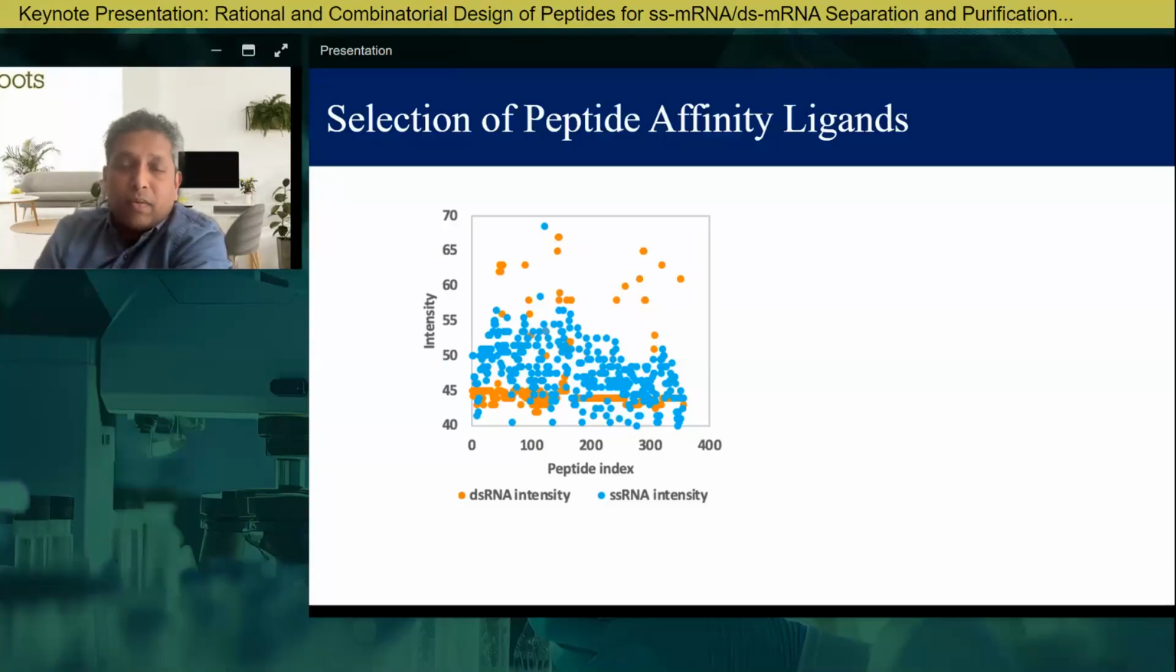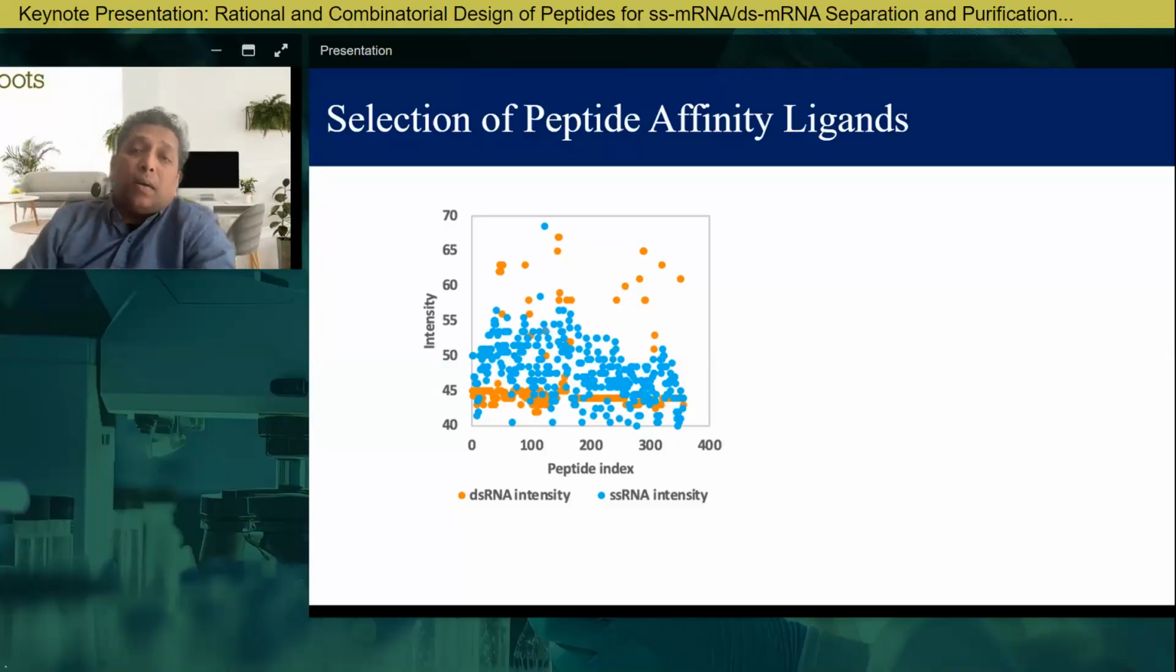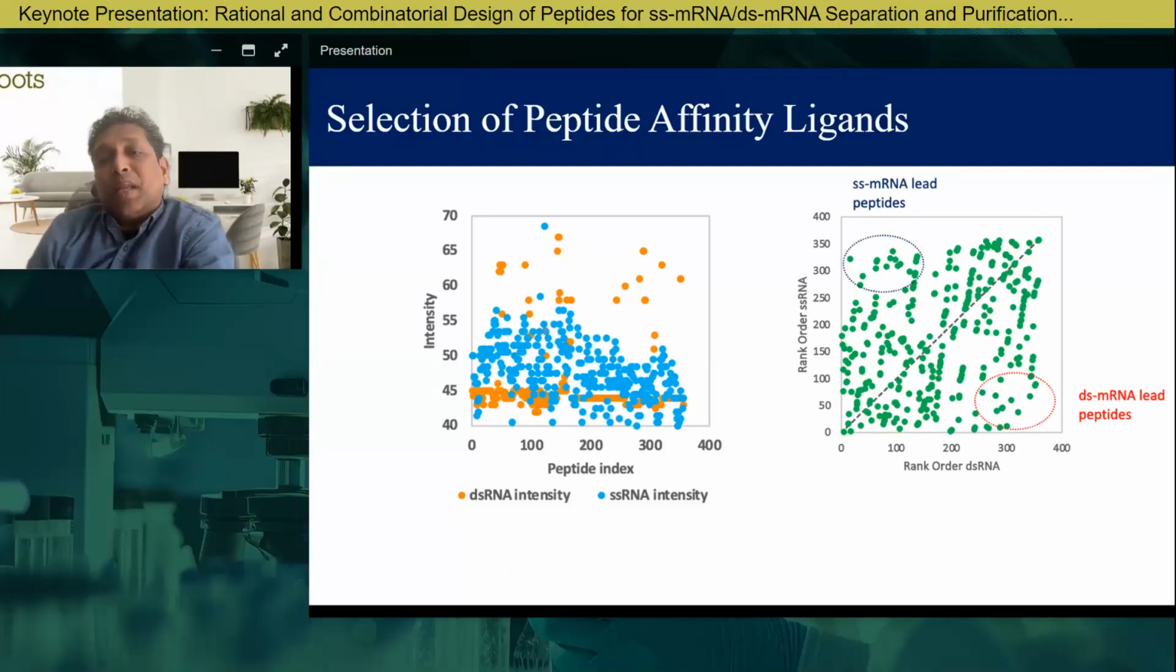In blue, I'm showing the intensity of single-stranded RNA bound, and in orange is the intensity of the double-stranded RNA bound. And right off the bat, you'll notice that there is a huge scatter in both these clusters. There are several points here in blue that are higher than the orange ones, and vice versa. Another way of looking at the same data is instead of plotting the actual intensities, I'm plotting a rank order. And what I mean by that is the higher the rank order, going again from 1 to 350, better is the binding.